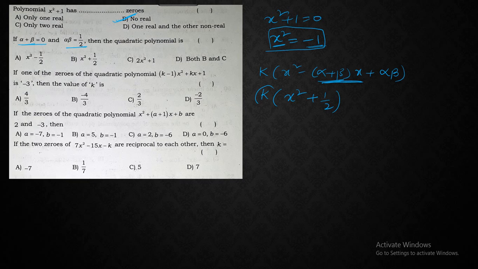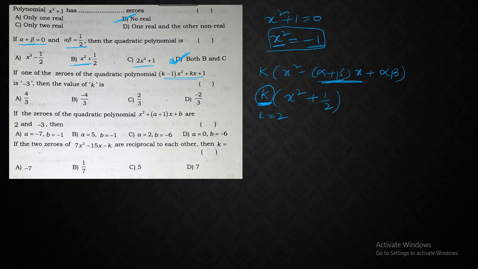If I take k is equal to 1, then I am going to get option B, right? If I take k is equal to 2, then I am going to get option C. So both B and C are my answers. Depending on the value of k, we are going to get two polynomials. These two polynomials will have sum of zeros equal to 0 and product of zeros equal to half, right?